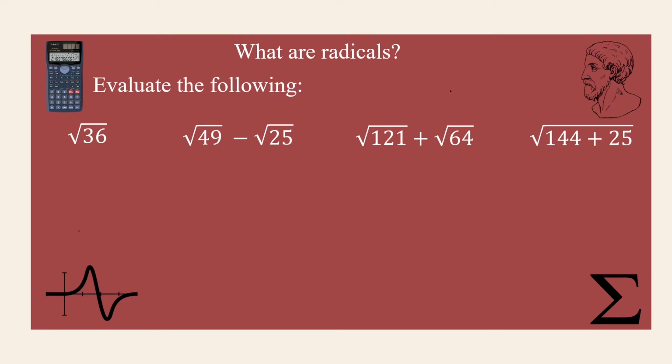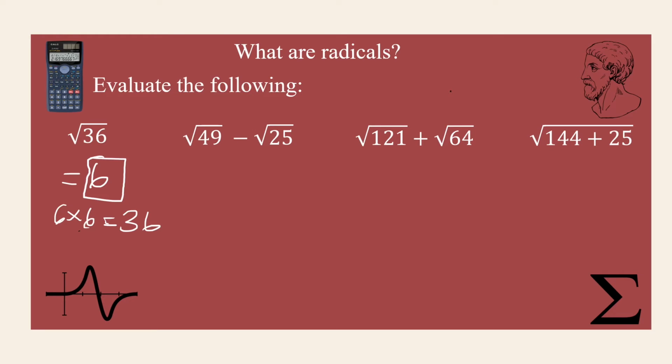All right, so let's evaluate the following. We're still on just an intro to radicals. Well, what is the square root of 36? So remember, square root is the opposite of squaring. So we want a number which when you square that number, you get 36. So we all know that this is 6, right? Because 6 times 6 is 36. Okay, so 6 is our answer. Awesome. Let's try this one.